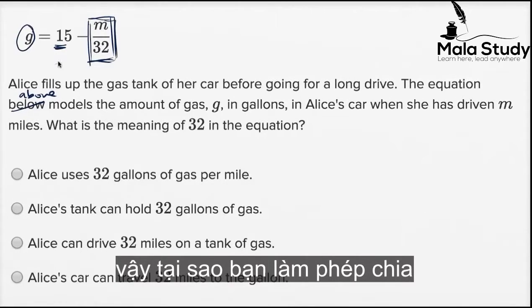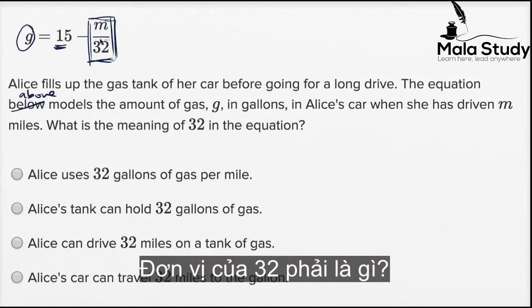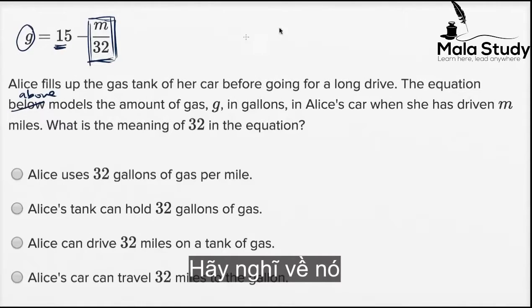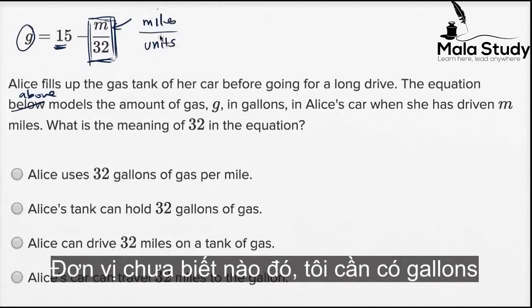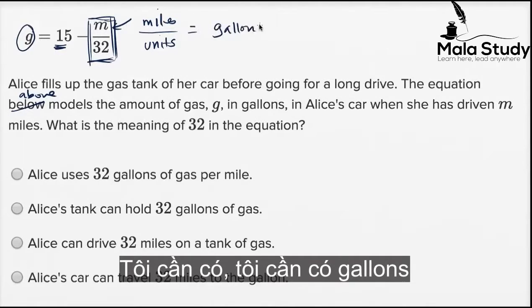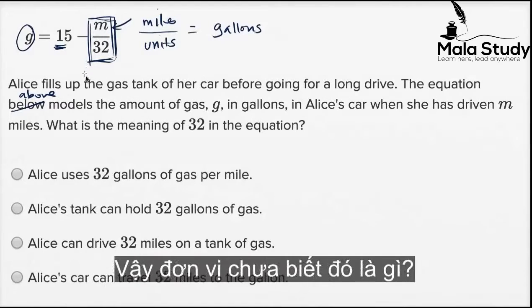So why are you dividing? If you have m miles divided by 32, how do you get gallons? What do the units on the 32 need to be? Let's think about this. If I have miles up here, and I'm going to be dividing them by some mystery units, I need to get gallons, because this is going to be the number of gallons used up.